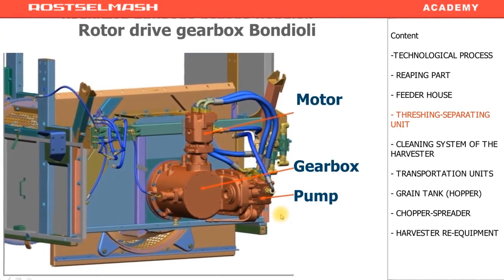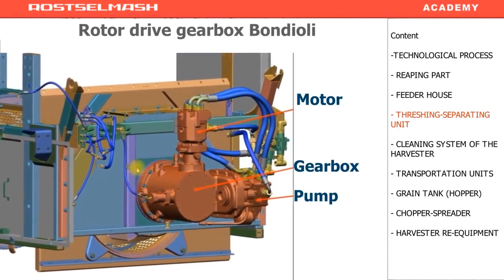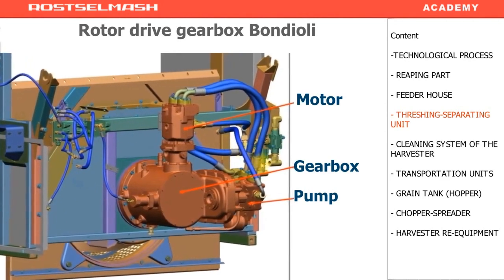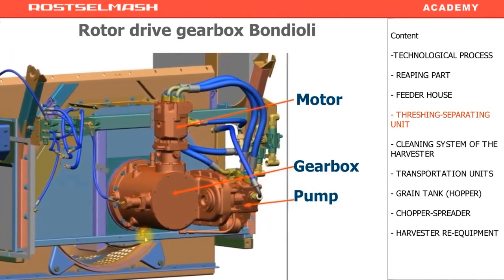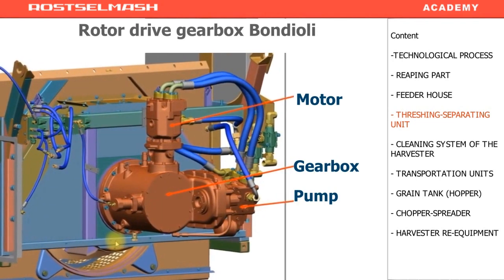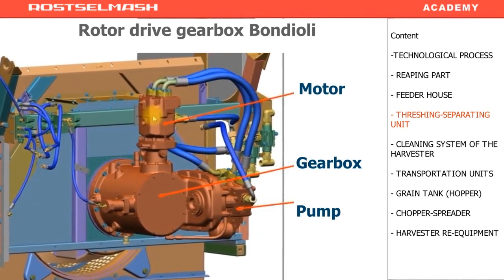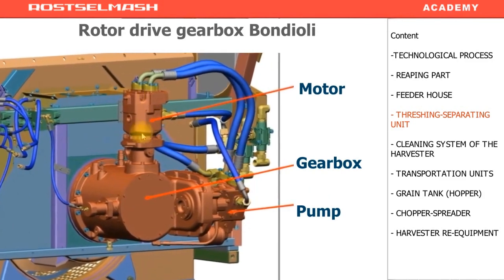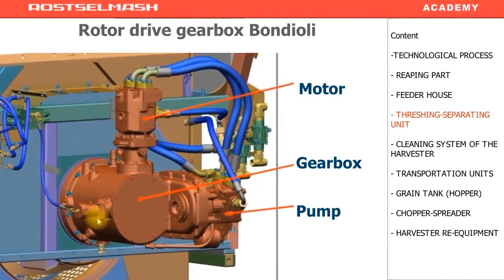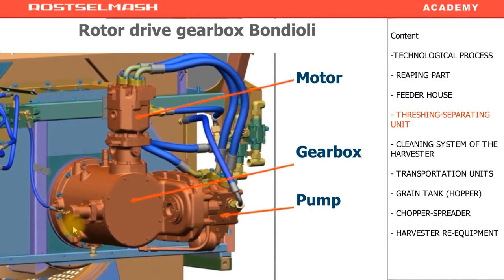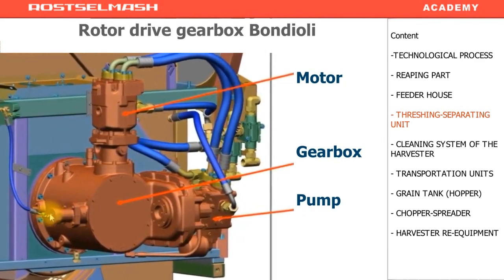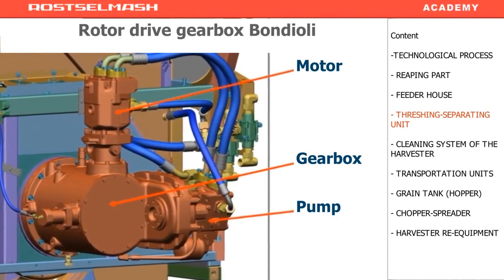Rotor drive reduction gear Bondioli. It doesn't have range selection. It works in one wide range from 250 to 1000 RPM. But it has the pump of the rotor hydrostatic transmission and the hydrostatic transmission motor. It also has an additional cylinder, which is responsible for the emergency rotor activation. This function is used when the rotor is clogged.